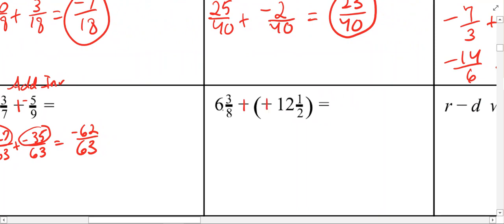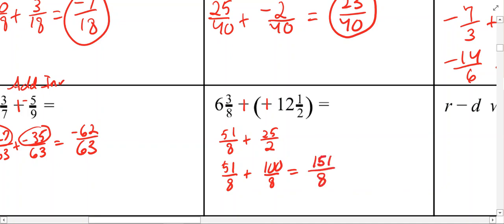Additive inverse. Change these into improper fractions. 8 times 6 is 48, plus the 3 is 51/8. 2 times 12 is 24, plus the 1 is 25 twelfths. 8 is my LCD. 51, that will stay the same. This is 2 times 4 is 8, so 25 times 4 is 100. And that's going to be 151 over 8.